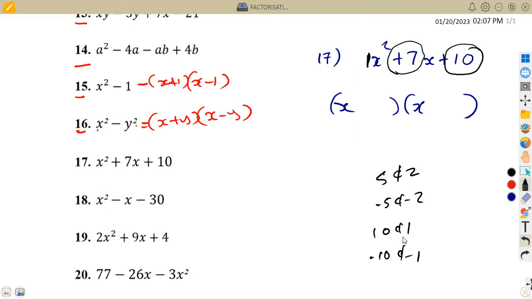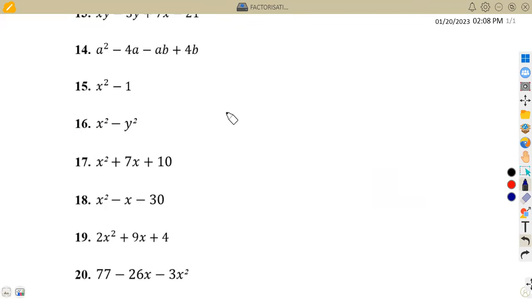But which one of these pairs, if you add them, you obtain a positive 7? Definitely that's 5 and 2. So it's going to be x plus 5, x plus 2. You're done. So I want you to prove with the longer way. So guys, just prove with the longer way if you're obtaining the same answer. I think, yeah, that's the best way. Number 18 is still one and the same thing.